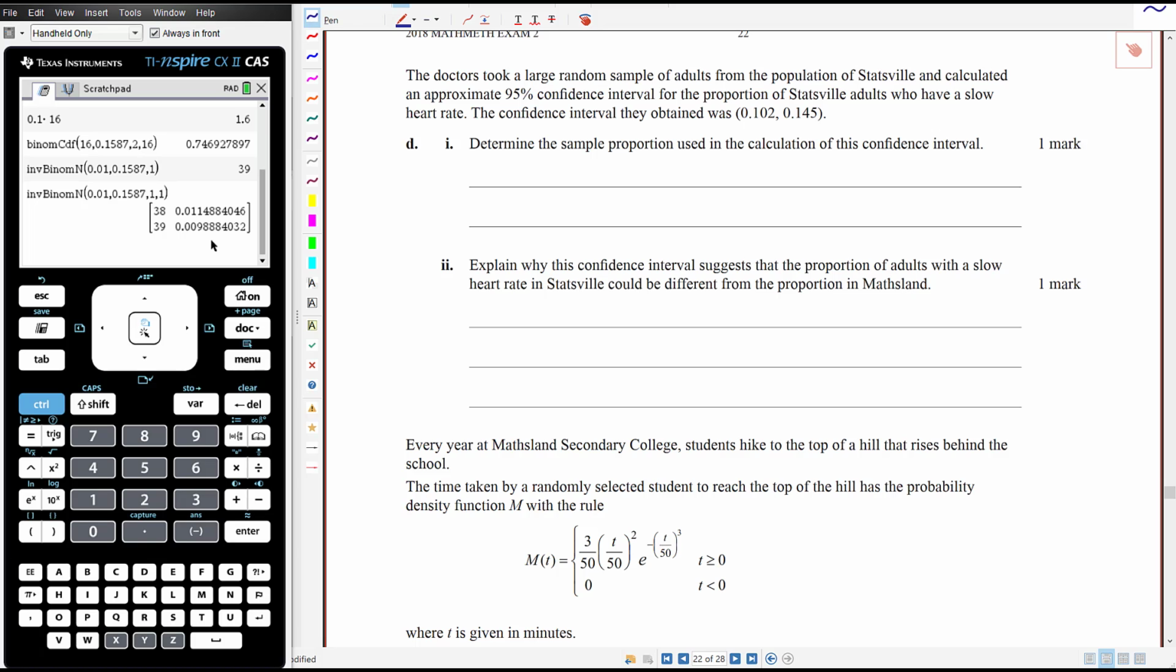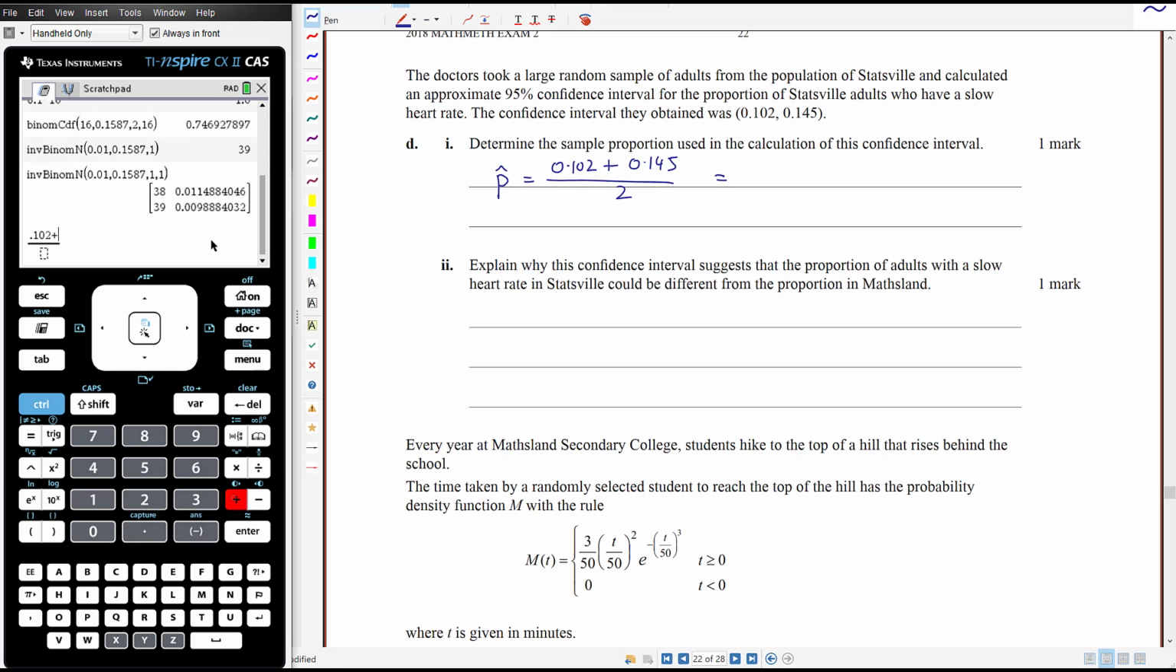Okay, so the sample proportion p hat has to be halfway between. It has to be in the middle of the confidence interval. So it has to be 0.102 plus 0.145 divided by 2. So 0.102 plus 0.145 over 2. The sample proportion must be 0.1235.